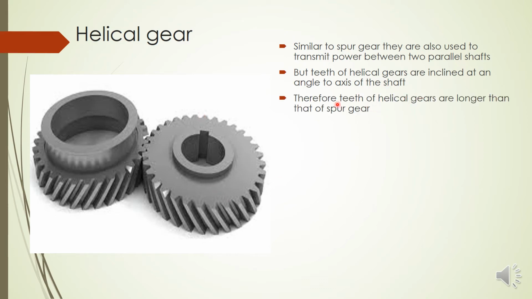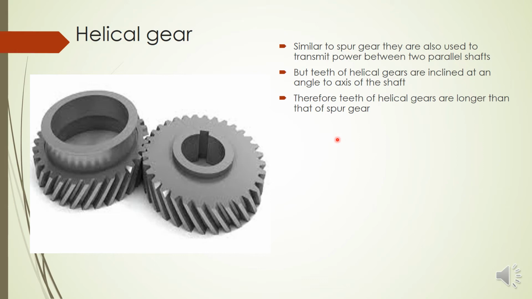And the advantage is that the length of one tooth will be longer than that of a spur gear. That is the main difference this makes. If you take one tooth of a helical gear and one tooth of a spur gear of the same diameter, the helical gear tooth has more length due to this inclination. So that will bring some advantages and disadvantages.